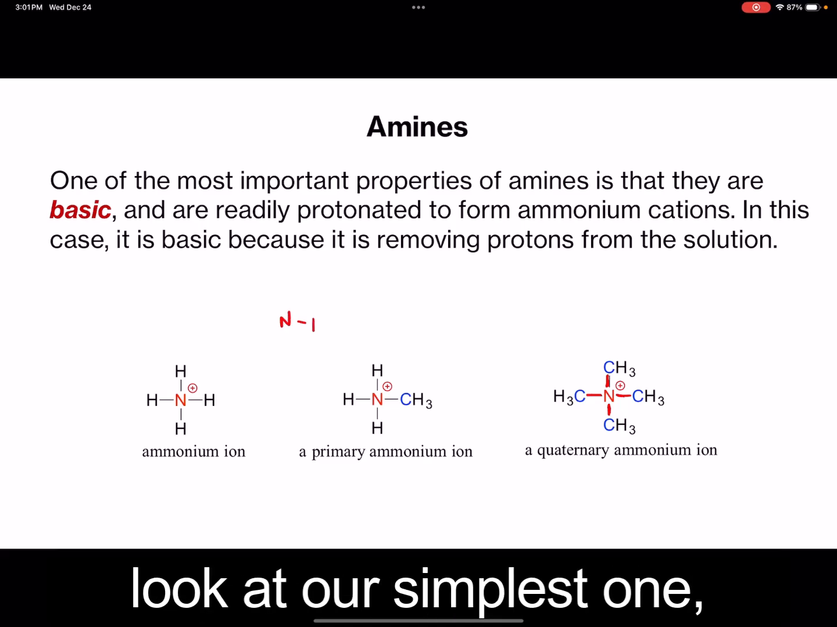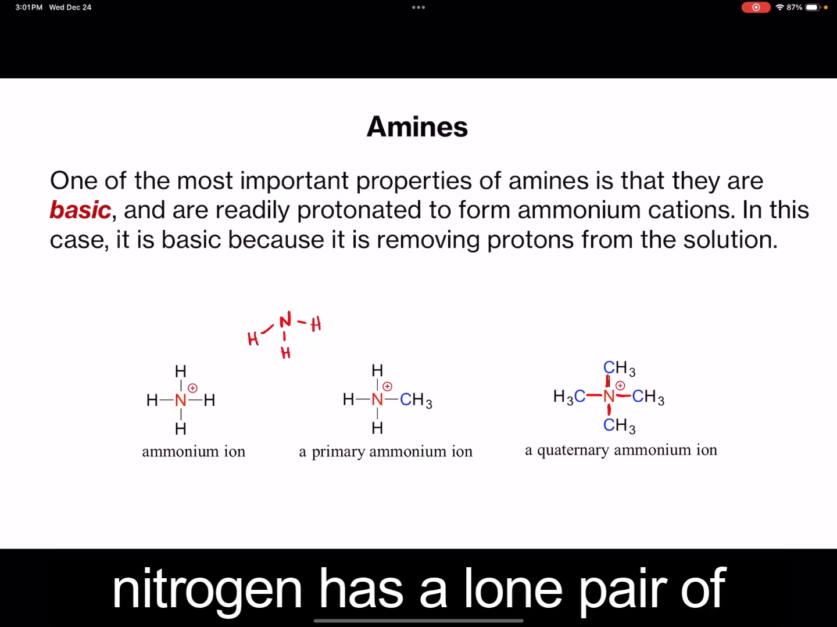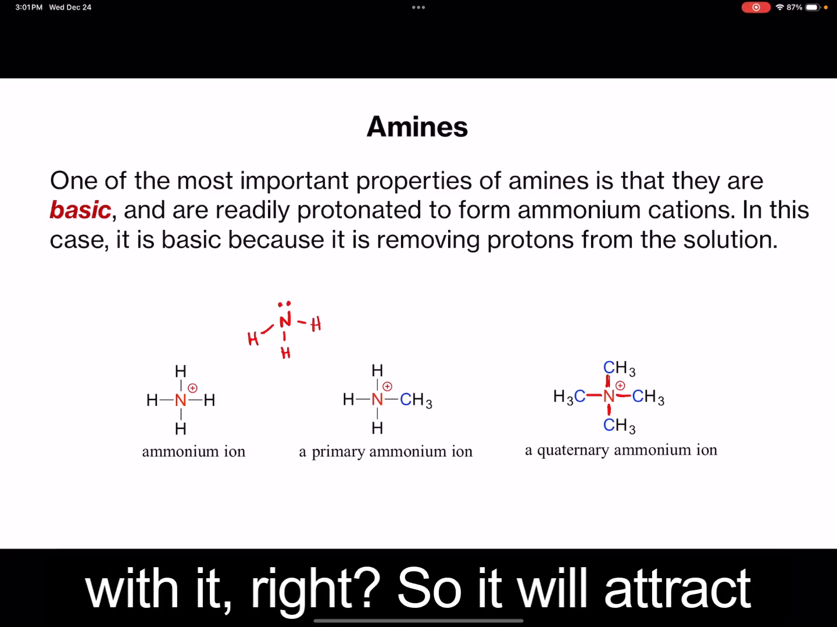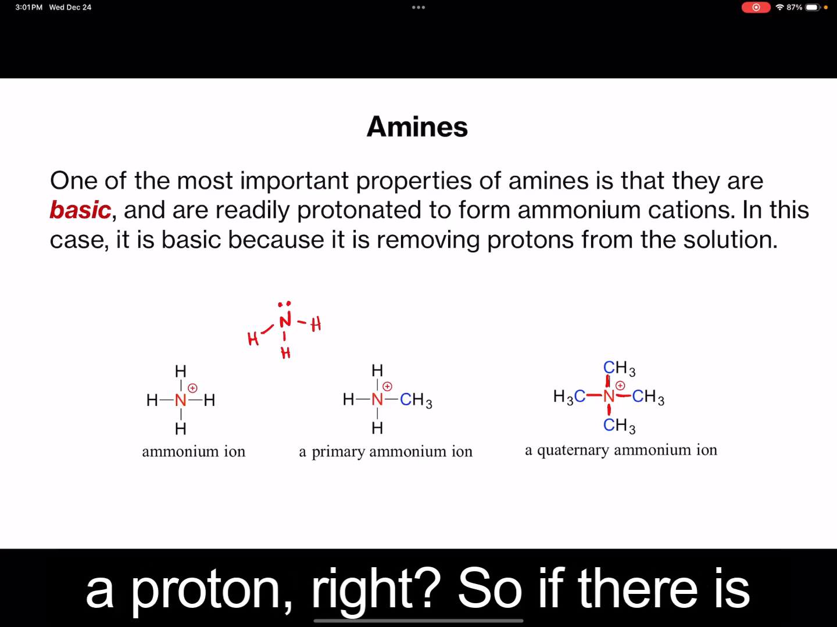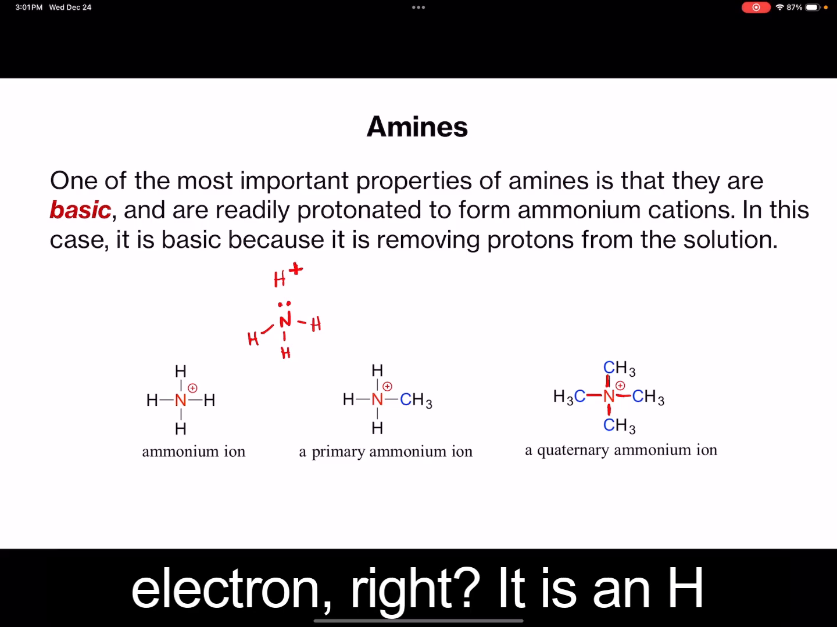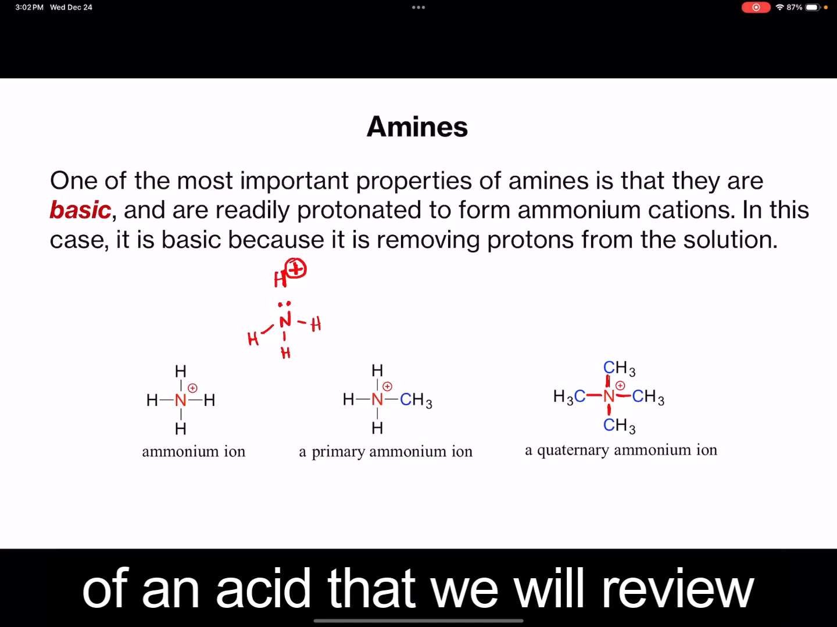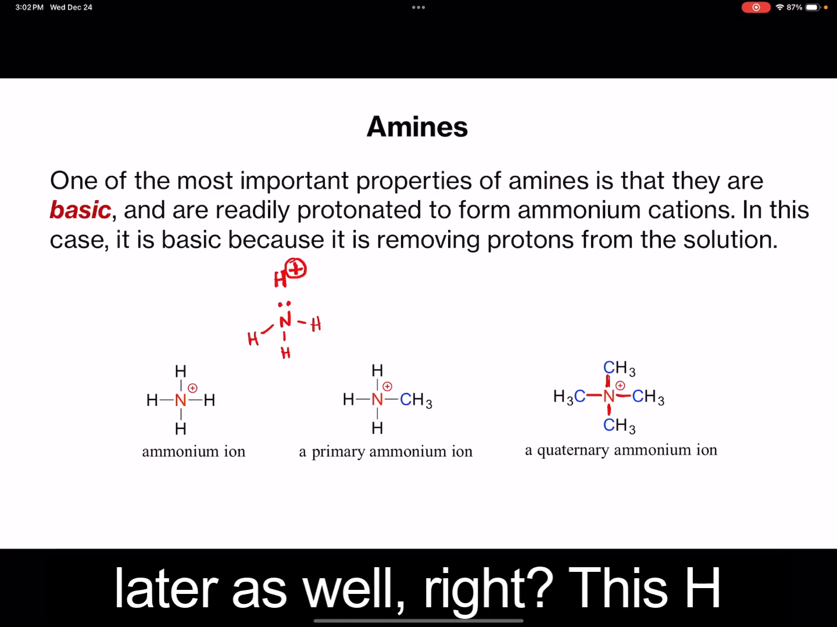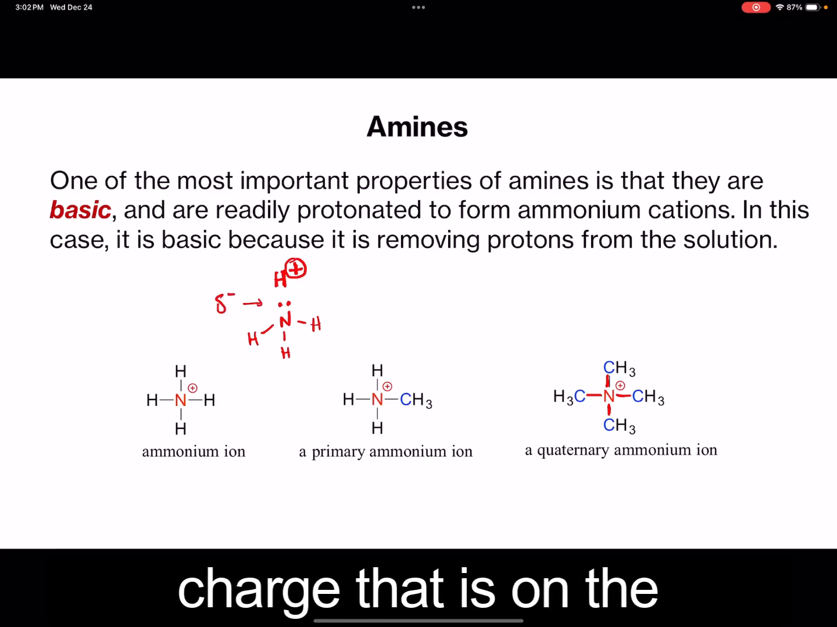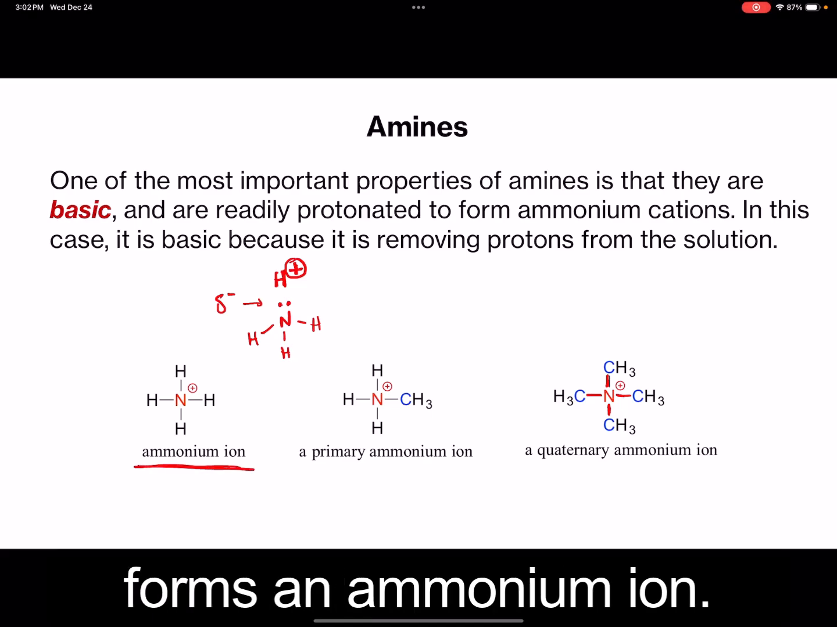So if we look at our simplest one, nitrogen, you'll recall that nitrogen has a lone pair of electrons associated with it. So it will attract a proton. If there is an H that's missing its electron, it is an H+, and that is our definition of an acid that we will review later as well. This H+ is going to be attracted to that partial negative charge on the nitrogen, and so this forms an ammonium ion.